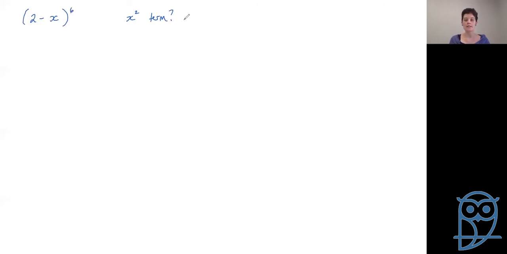So we have a look at this and we say, okay, which term is it? How do I figure that out? So I have something to the 6 minus r times something to the r.